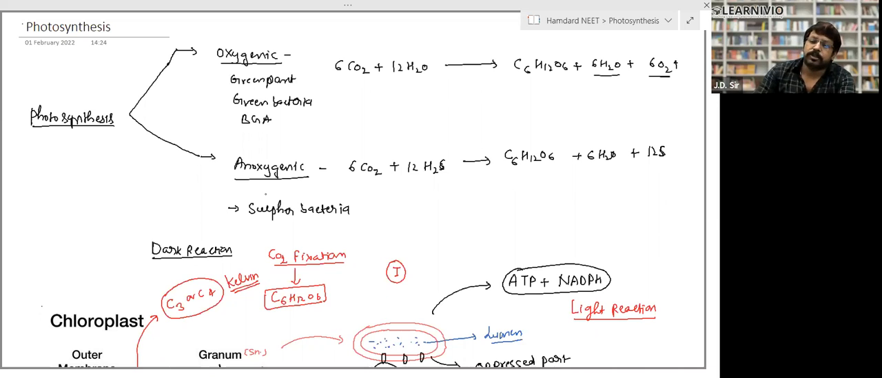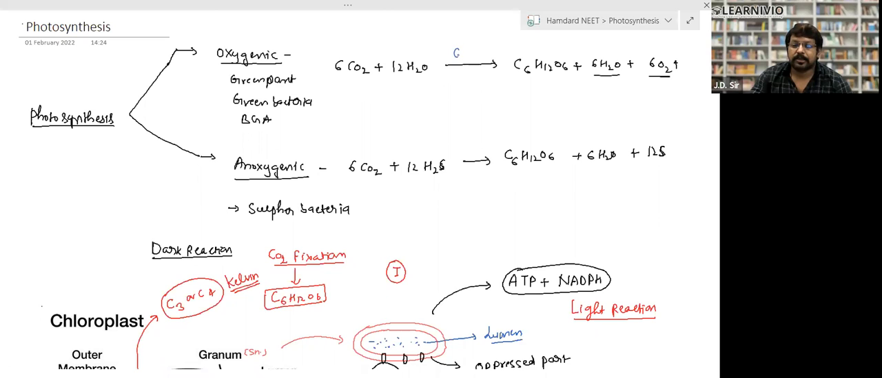In oxygenic photosynthesis, I have already written this reaction. Carbon dioxide combines with water. So 6 carbon dioxide molecules, 12 water molecules, and what else is required? The requirement is chlorophyll, right? And what else? That is light. So with the help of chlorophyll and light, formation of C6H12O6 takes place.